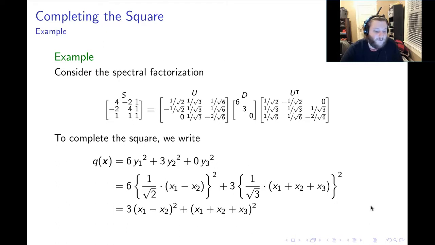So this quadratic form ends up being written as 3 times the quantity x1 minus x2 squared plus the quantity x1 plus x2 plus x3 squared. And we get this nice form of the quadratic form because we were able to complete the square given the spectral factorization. One thing I want to point out in this example is that this quadratic form is 3 times a square plus another square. We're working with real numbers here, so this will never be negative. So this is an example of a positive semi-definite quadratic form.